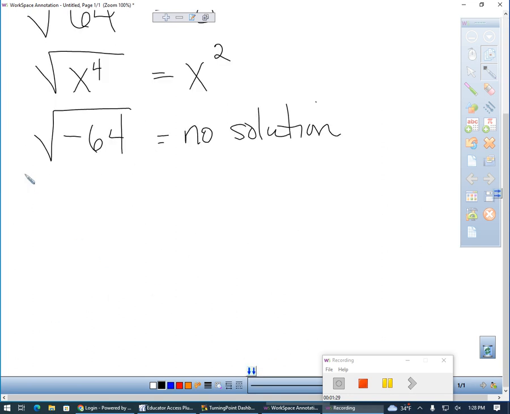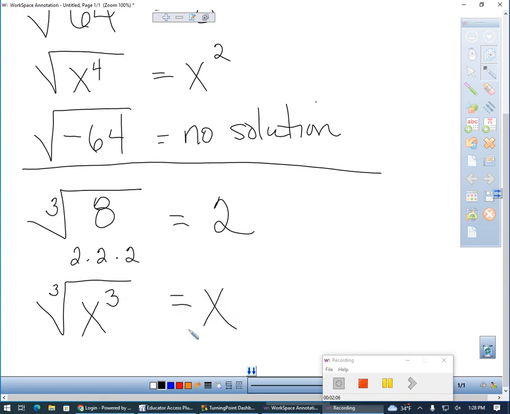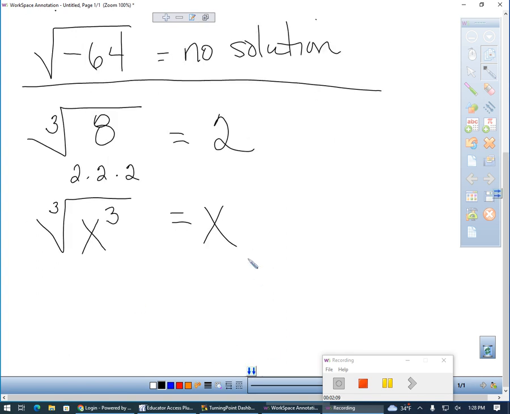So, leaving that alone for a minute, let's talk about a cube root. If I have a cube root of, let's say, 8, cube root means that we now have to have 3 of the same thing. So 8 is 2 times 2 times 2, or the cube root of 8 is 2. 3 of the same. If I have the cube root of x to the third, I have 3 x's in there, so this just equals x.